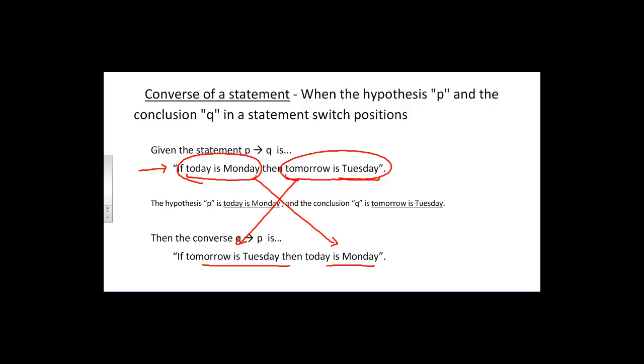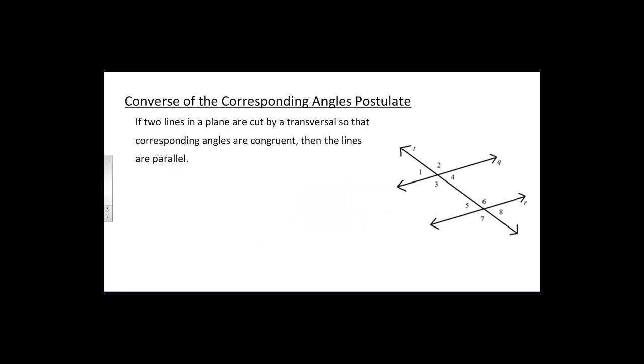They've switched locations. Now that we know what the converse of a statement is, we can look at the converse of the corresponding angles postulate. The corresponding angles postulate said if the lines were parallel, then corresponding angles were going to be congruent to each other. The converse switches those two parts around. It says if two lines in a plane are cut by a transversal so that the corresponding angles are congruent to each other, then the lines have to be parallel.